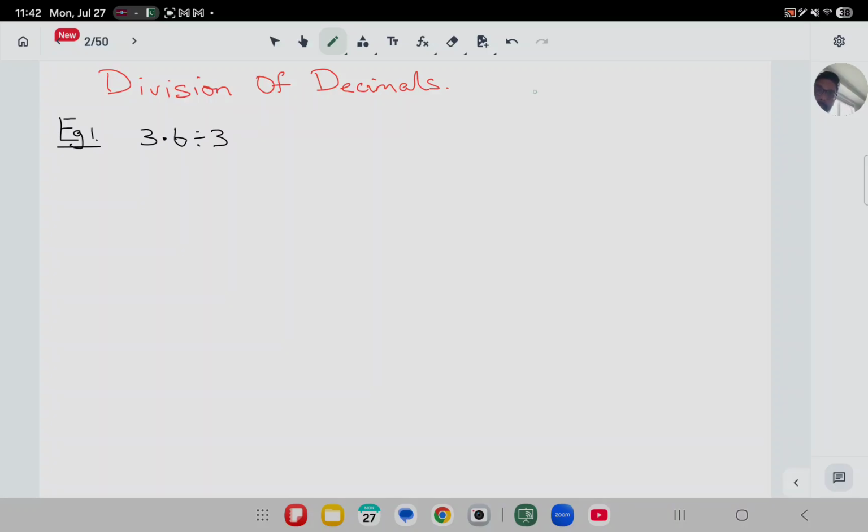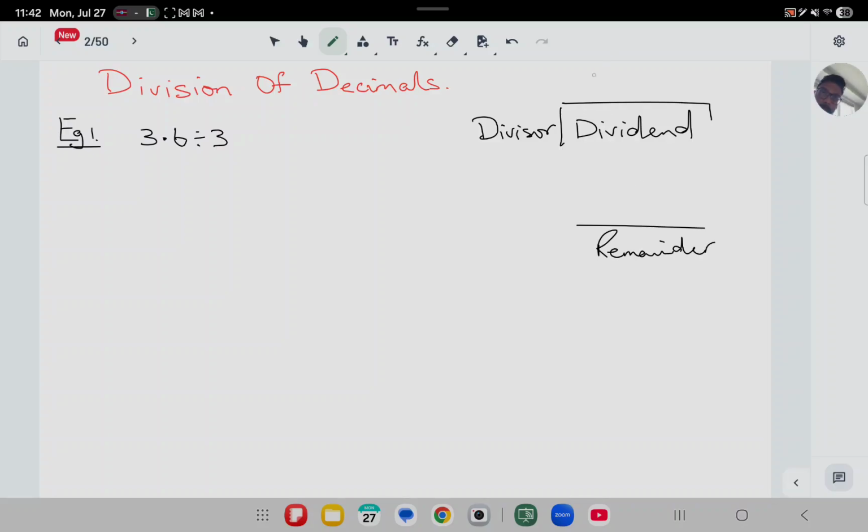Alright, so we know that we have the dividend, we have our divisor, we have our remainder, and we have our quotient. These are the same parts as in a long division equation.